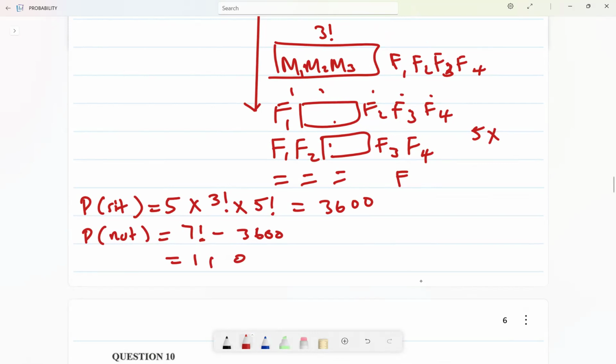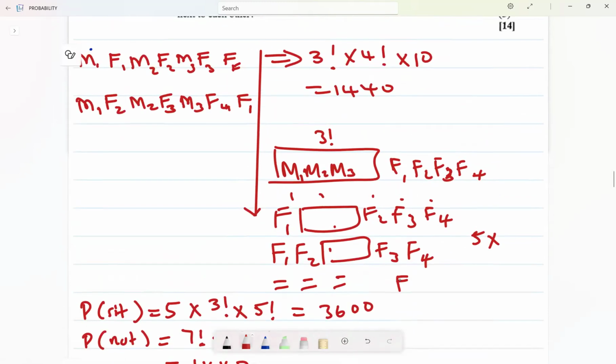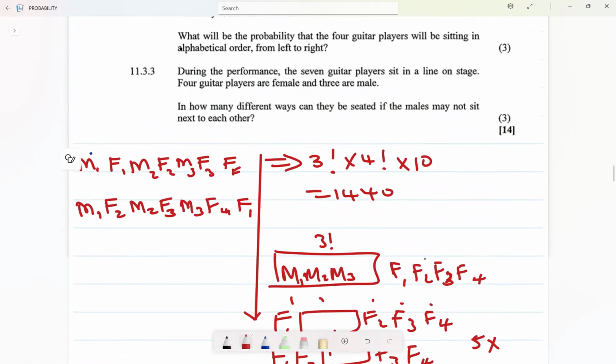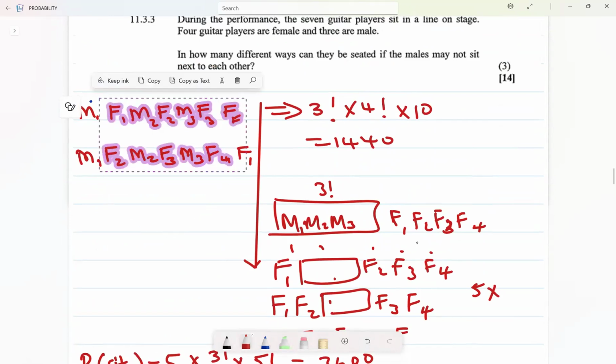7 factorial minus 3,600, 1440. So you can get 1440, guys. You can do it however you want to do it, but yeah, the best option, I like to let them sit together, and then find the probability that they do not sit together. Okay, yeah, instead of doing this manual way.